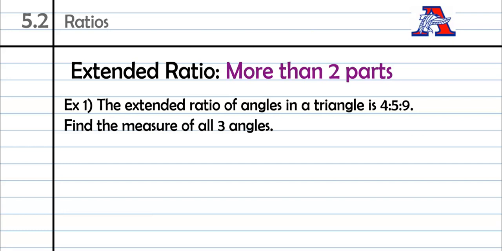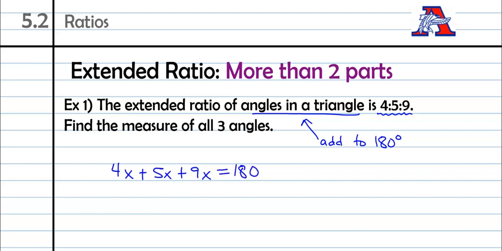Okay, so here's how you would do a problem like this. You know that the angles in a triangle are going to add to 180 degrees. And we're going to use this ratio here to solve the problem. So our angles obviously aren't 4, 5, and 9. That's not going to work. 4 plus 5 plus 9 is definitely not equal to 180. So it's not just 4, 5, and 9. What it is, though, is 4 times something plus 5 times something plus 9 times something is going to be equal to 180. We have to figure out what that something is.